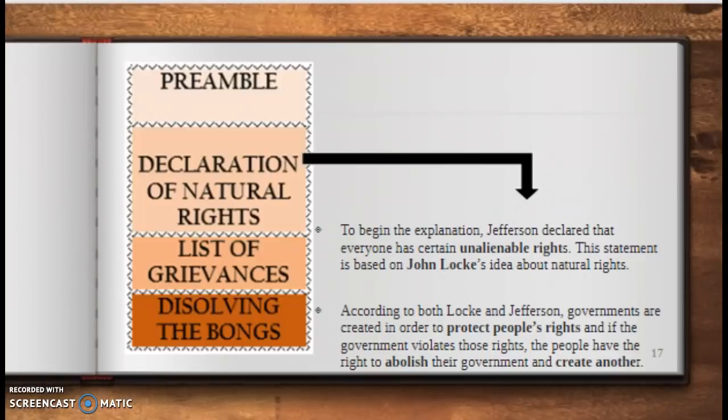The second part is where Jefferson argues that all men possess unalienable rights. He stated these basic rights include life, liberty, and the pursuit of happiness. And the writings of an Enlightenment philosopher, John Locke, inspired his ideas. According to John Locke and Jefferson, governments are created in order to protect people's rights, and if the government violates those rights, the people have the right to abolish their government and create another.